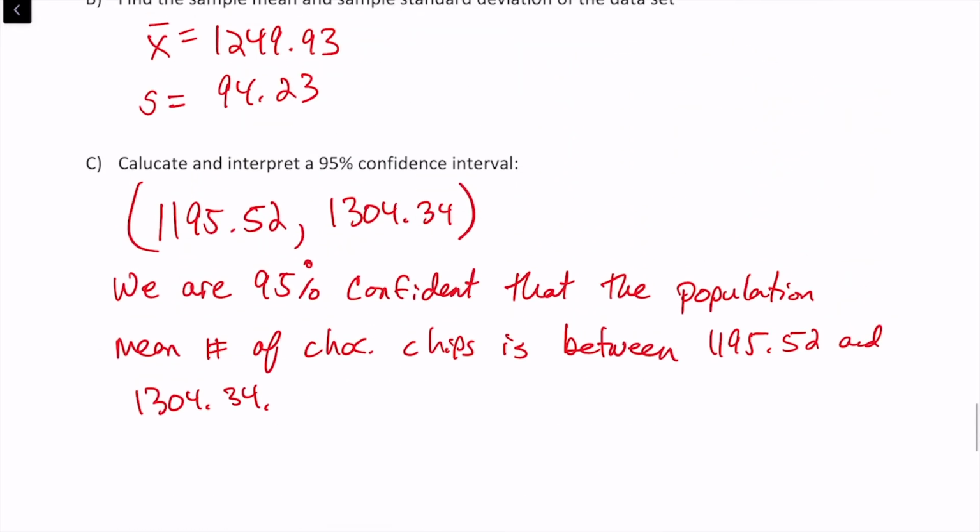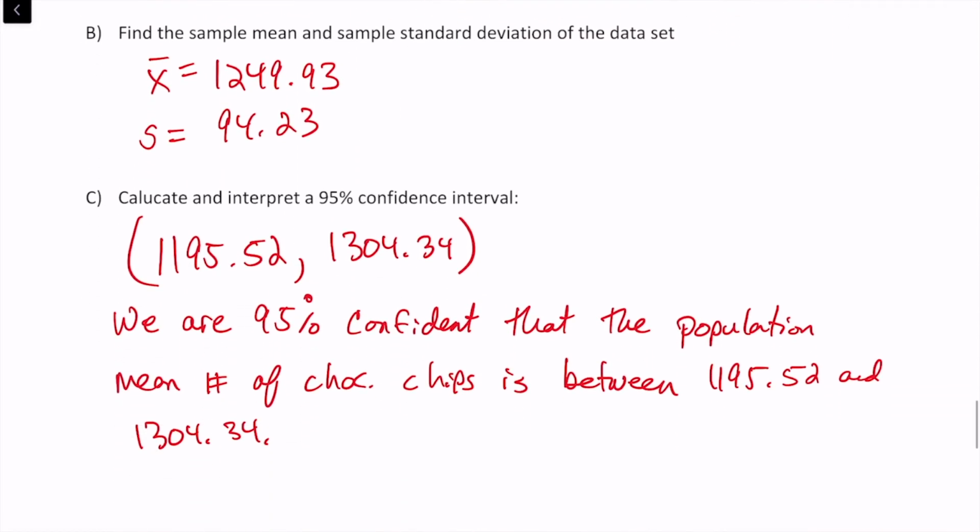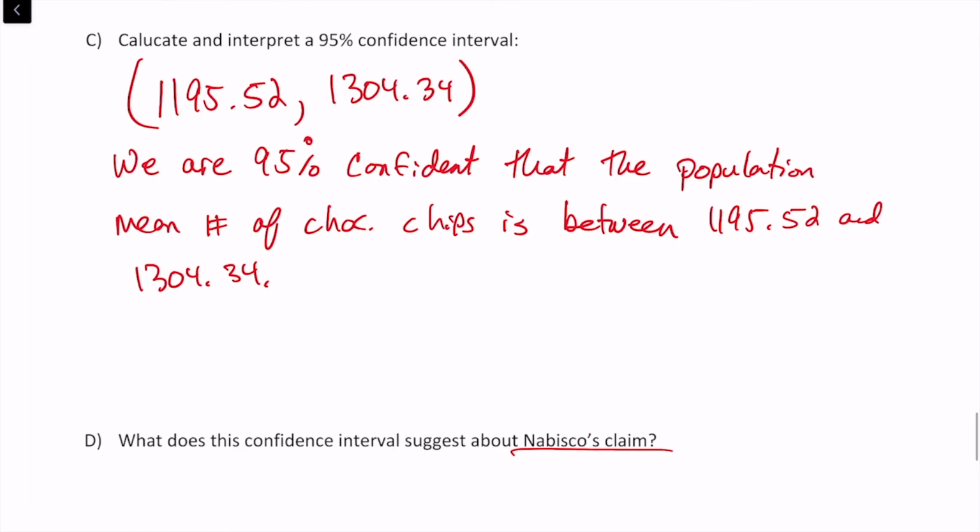Okay, what did Nabisco claim? They said, and I quote, "Every bag of cookies contains at least 1,000 chocolate chips." Okay, well, look at our confidence interval. We're saying that we are 95% confident that the average number of chocolate chips in the bag is between 1195 and 1304. So that entire confidence interval is more than the 1,000 chips that Nabisco is claiming.